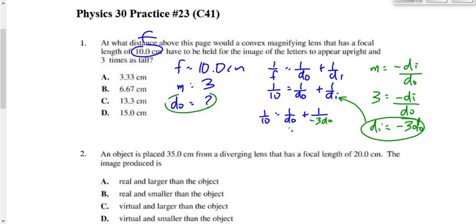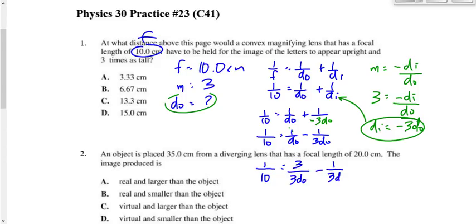All right, so now it's 1 equation, 1 unknown. You have to be good with fractions for this, right? Let's change this around a little bit. Let's say 1 over 10 is equal to 1 over do minus 1 over 3 do. Is that the same thing? Yeah, absolutely it is. Now, we have 1 over do minus 1 over 3 do. How do you solve for do there? How do you add or subtract fractions? Common denominator, right? So we're going to say 1 over 10 is equal to 3 over 3 do minus 1 over 3 do.